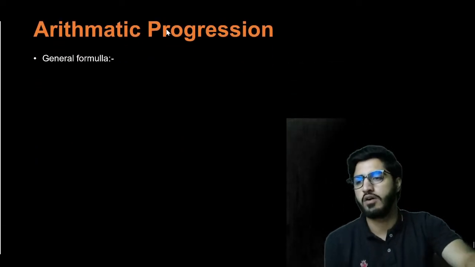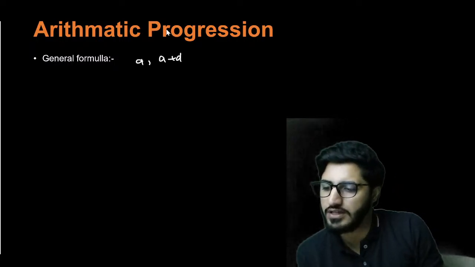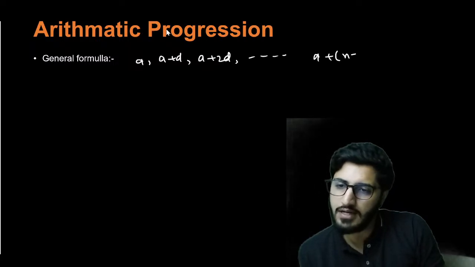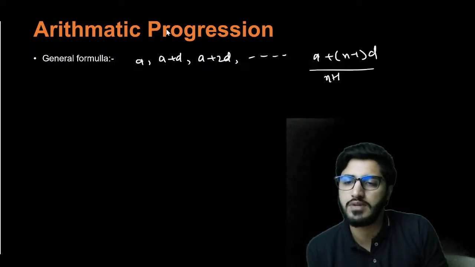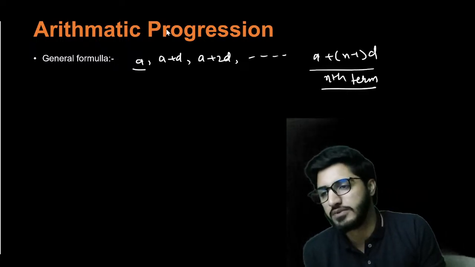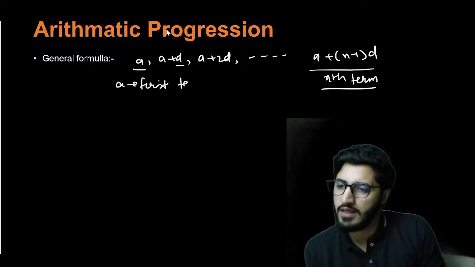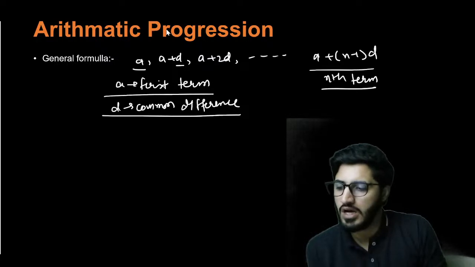What is an arithmetic progression? If you have a formula like this: a, a + d, a + 2d, and so on up to a + (n-1)d. This last one is the nth term. a is the first term, and d is the common difference.